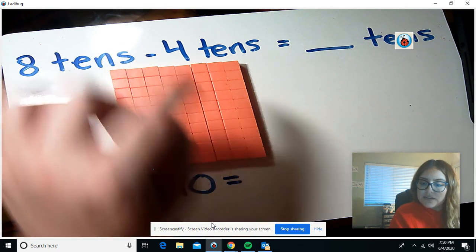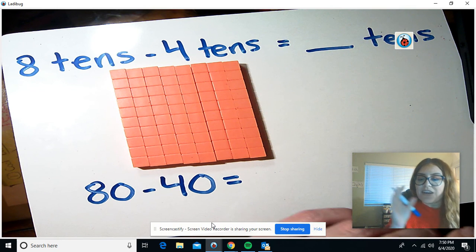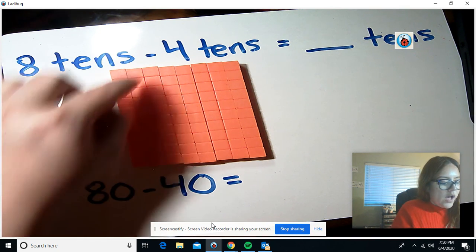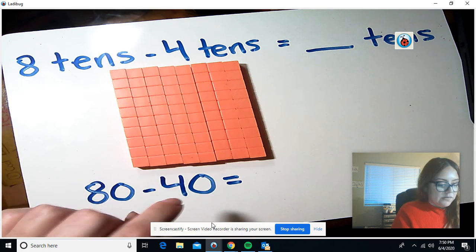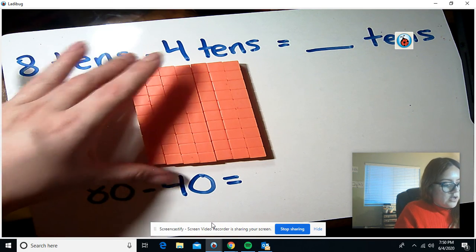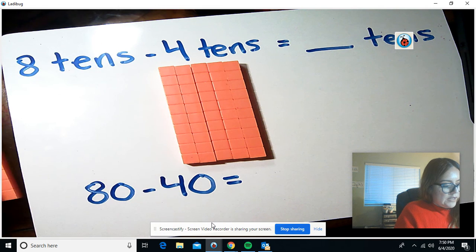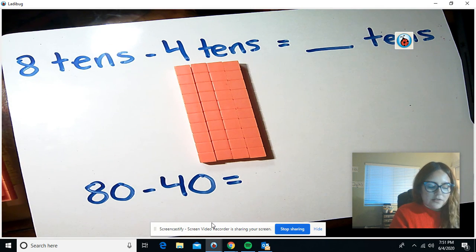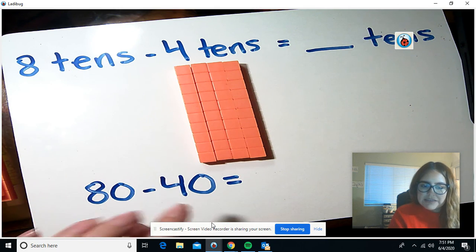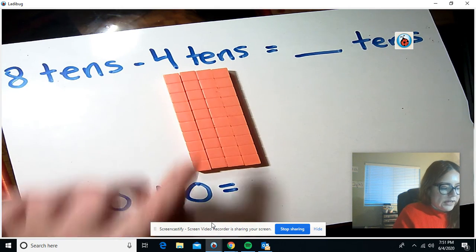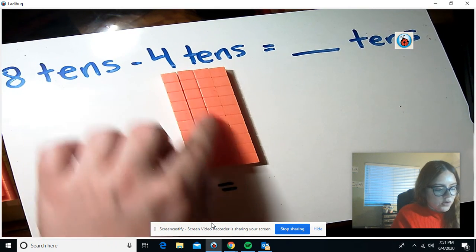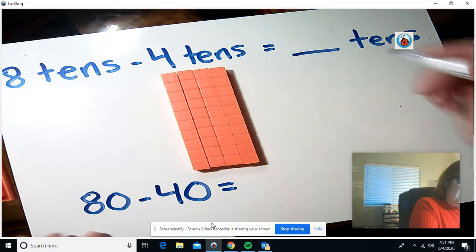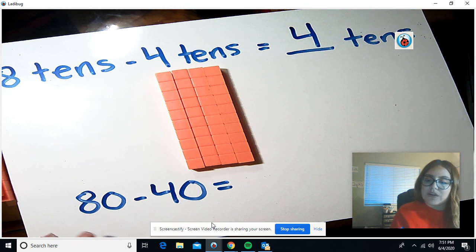Now we're subtracting, and we know that when we're subtracting, we're taking away. We're not adding. We're going to take away. So I'm going to take away 4 groups of 10. 1, 2, 3, 4. Okay, how many tens are left? So remember, this whole thing is a 10. How many are left? Well, I can count 1, 2, 3, 4. I have 4 groups of 10 left. So I say I have 4 tens.